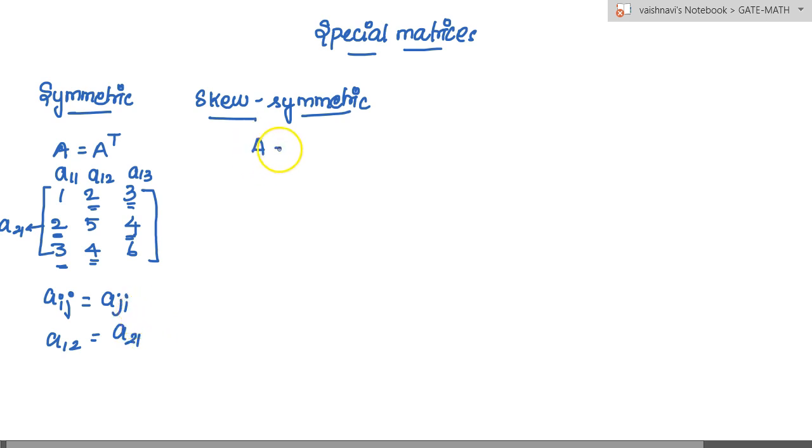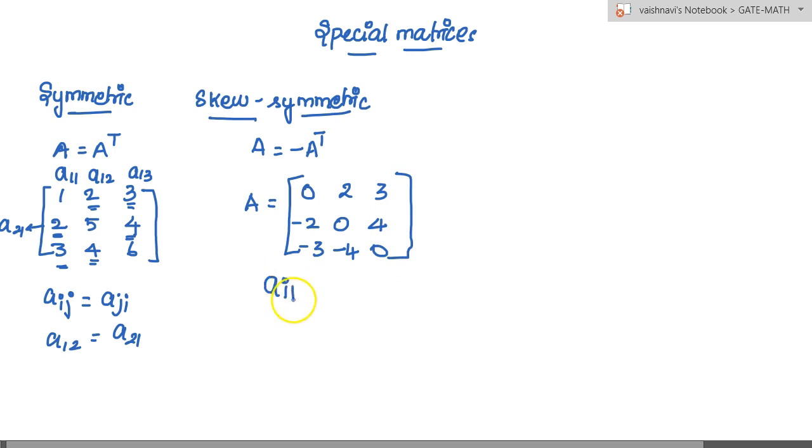And what is skew symmetric? A is equal to minus A transpose. So let A be a matrix. A is equal to 0, 2, 3, minus 2, 0, 3, minus 3, 0, 4 we will take it. This is 4, minus 4 and 0. In this matrix, Aij will be equal to minus Aji. That is A12 will be equal to minus A21. See, A12 is 2 here, and A21 is minus 2. This is called a skew symmetric matrix.